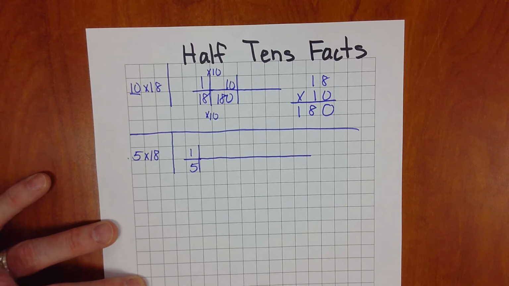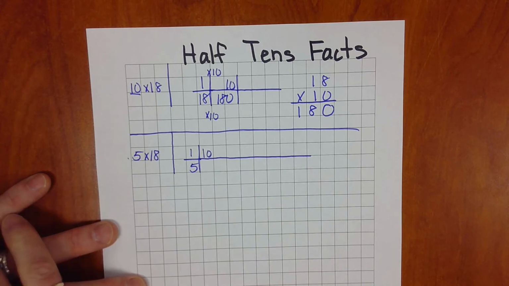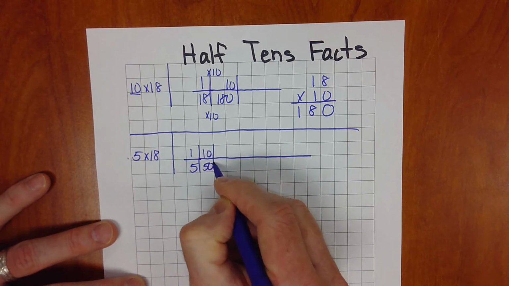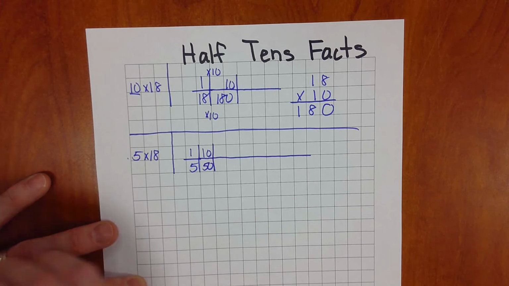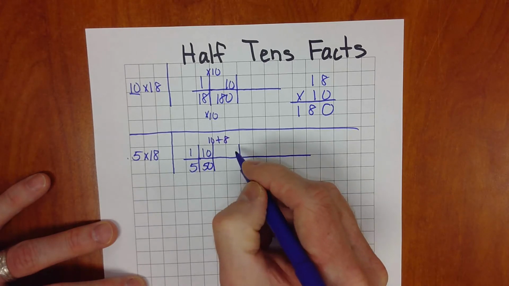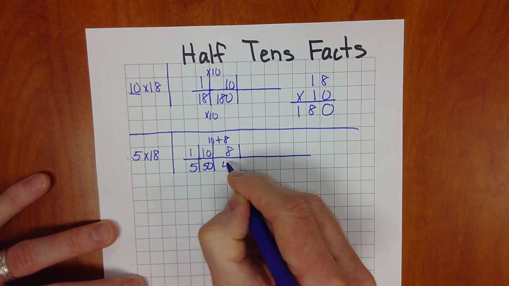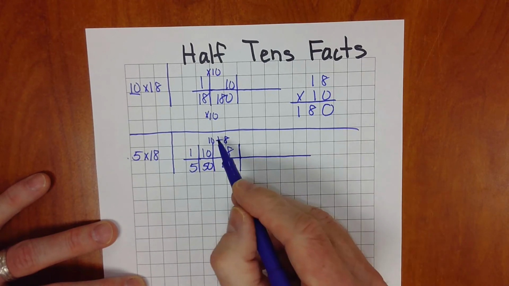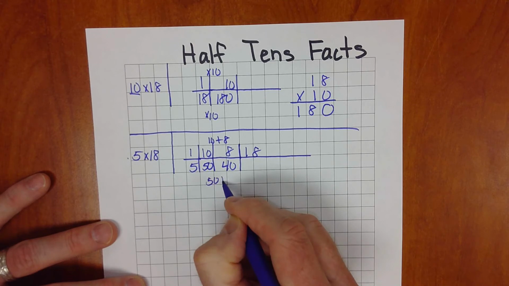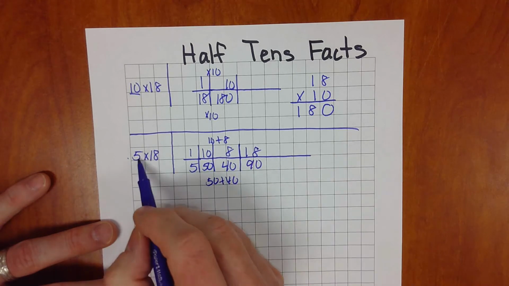And since 5 is a friendly number, I'm going to choose to do 10 groups of 5 next. 10 groups of 5 is 50. And we're trying to get to 18. So from 10, I can find out what 8 more groups would be, which would be 8. And 8 groups of 5 is 40. And now I have the combination of 10 and 8, which is 18. And 50 plus 40 is 90. 18 groups of 5 is 90.